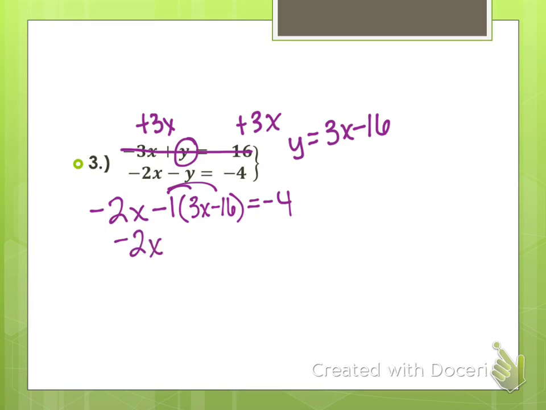The negative 2x out in front just stays the same. Negative 1 times 3x. Everybody should be able to answer that one. Negative 3x. Negative 1 times negative 16 is a positive 16. All right, next thing I have to do, Natalie. Combine like terms. What do I get? -5x. Very good.